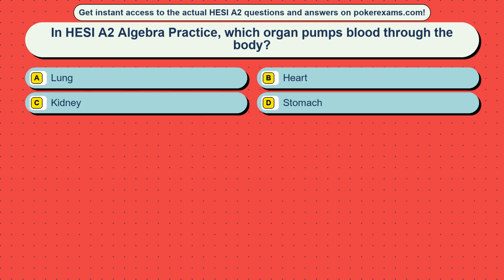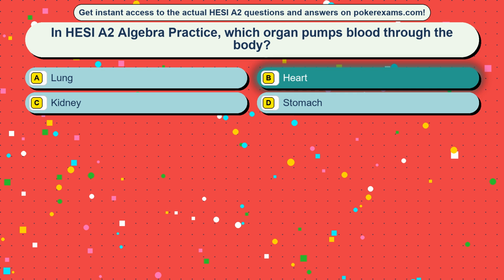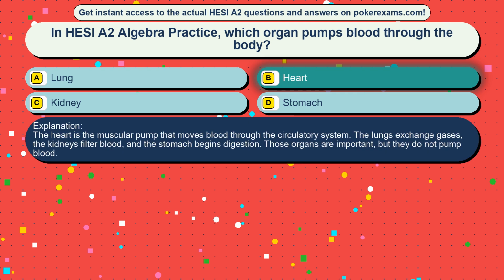Question 33. In HESI A2 Algebra Practice, which organ pumps blood through the body? Option A, lung. Option B, heart. Option C, kidney. Option D, stomach. The correct answer is option B, heart. The heart is the muscular pump that moves blood through the circulatory system. The lungs exchange gases, the kidneys filter blood, and the stomach begins digestion. Those organs are important, but they do not pump blood.